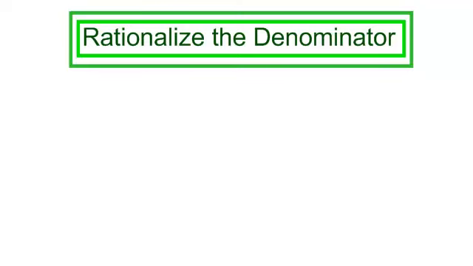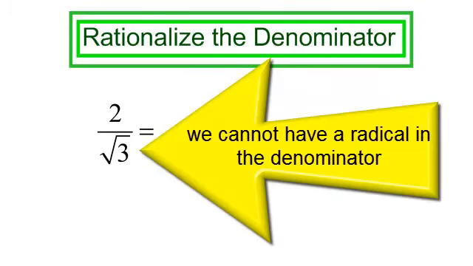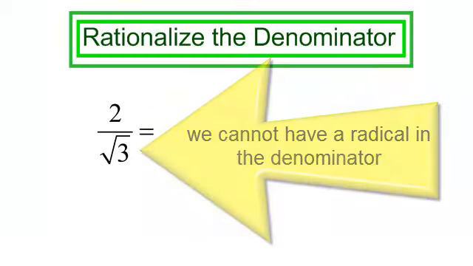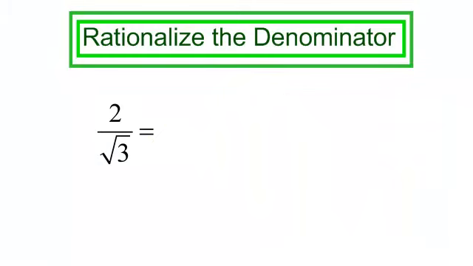In a previous video, we learned that we cannot have a radical in the denominator. We could not have radical 3 in the denominator. So we learned that you can multiply by radical 3 over radical 3, do a little bit of work, and we call this rationalizing the denominator.